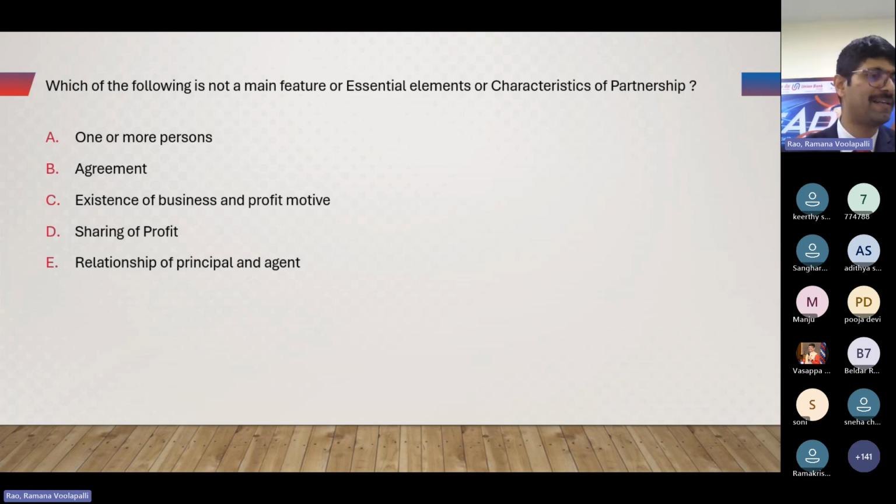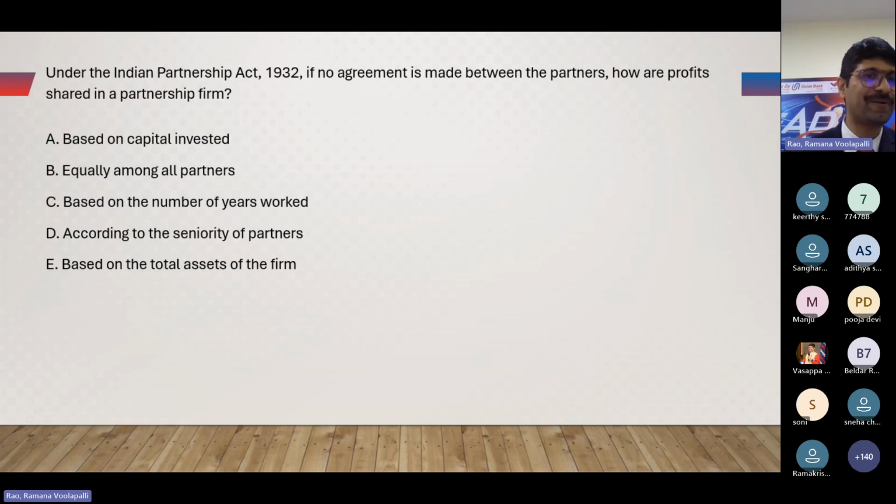B, okay, agreement. A, okay, Aruna ji, Sagar Tikka ji. E also, okay. Principal and agent, I have discussed at length and breadth. But still, partnership requires at least 2 people. It is "one or more" that I am telling is not a main feature. So "one or more" is a tricky question to confuse, nothing else. Okay, let's go with another question.